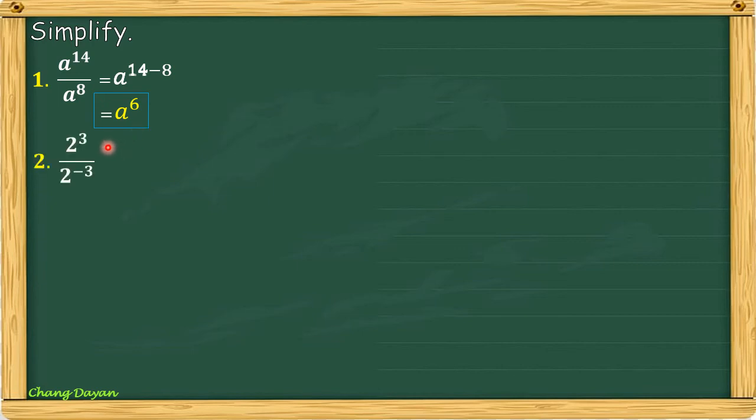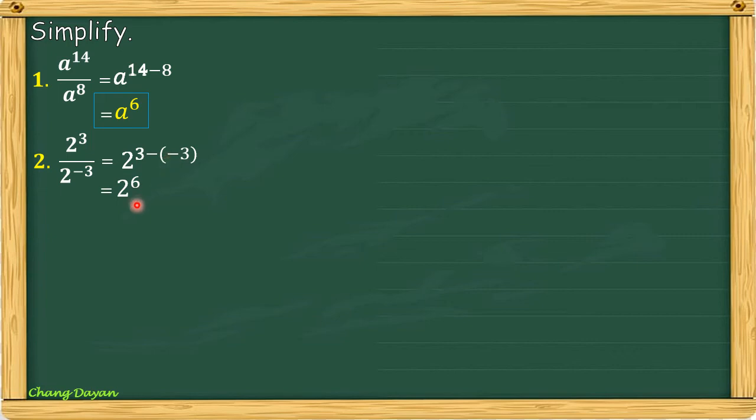Number 2, 2 cubed all over 2 raised to negative 3. So, kakaiba ito. Ang exponent ng denominator natin ay negative. Same procedure. So, that is equal to 2, ang ating base. So, yung 3 dito galing sa exponent ng numerator. Ito po yan. Minus yung negative 3 galing sa exponent ng denominator. Okay, so applying addition of integers, we'll have 2 raised to 6. So, magiging negative times negative becomes positive. So, magiging 3 plus 3 na yan.